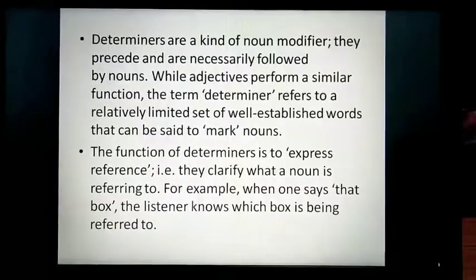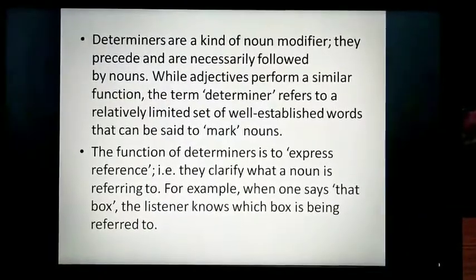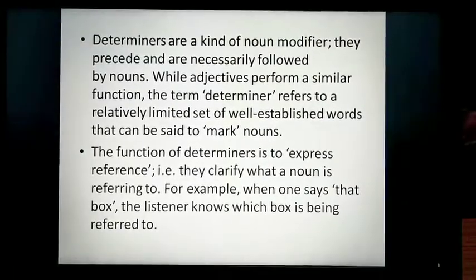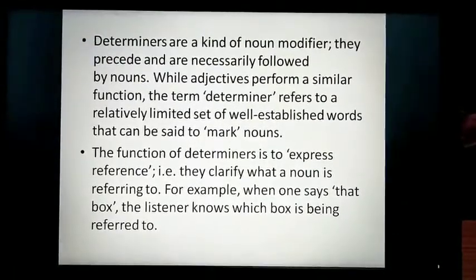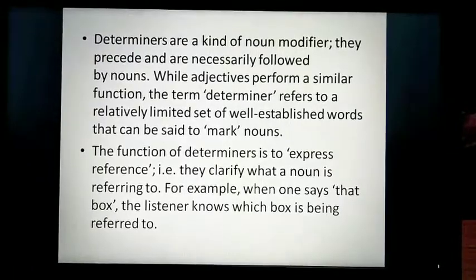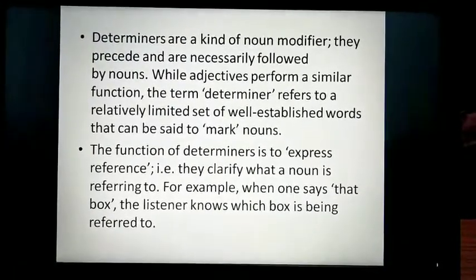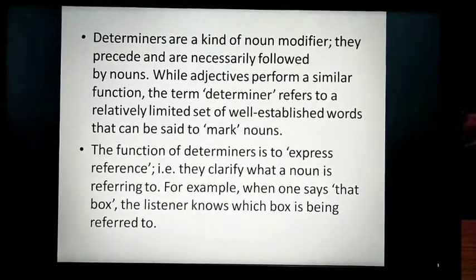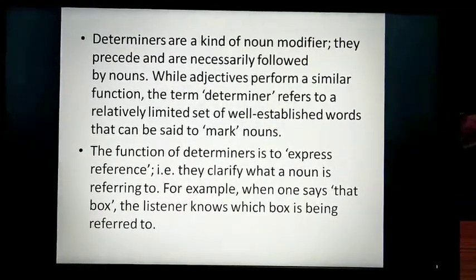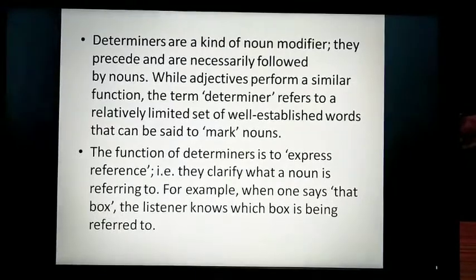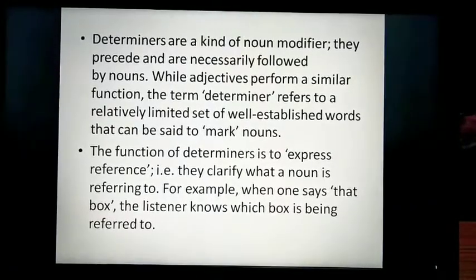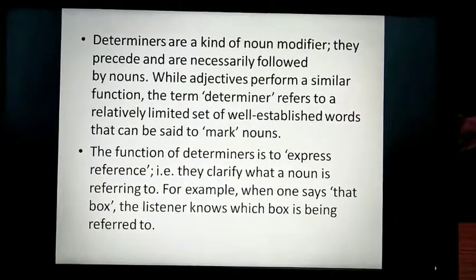Now what are determiners? Determiners are a kind of noun modifier. They precede and are necessarily followed by nouns. While adjectives perform a similar function, the term determiner refers to a relatively limited set of well-established words that can be said to mark nouns. In easy words, determiners are the words that modify nouns.